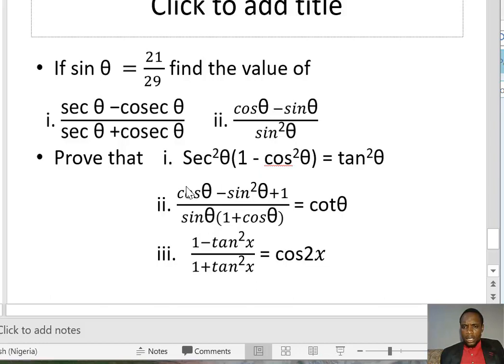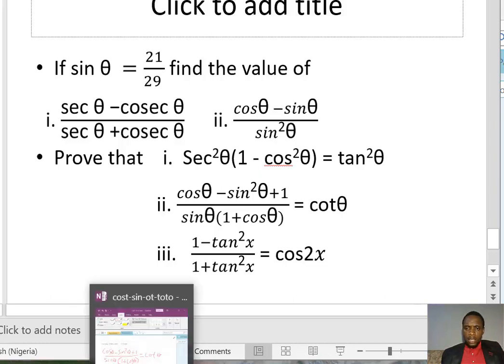Another question here is, we should prove that cos theta minus sin square theta plus 1 all over sin theta into 1 plus cos theta equals cot theta. This is fantastic. We can also solve this one. Very simple. So I'm going to solve it.